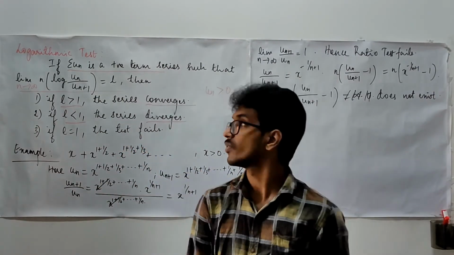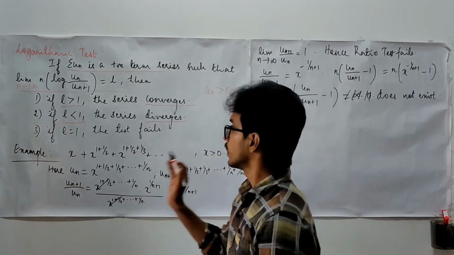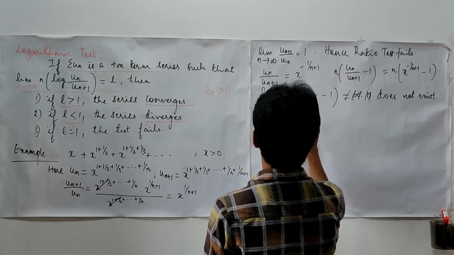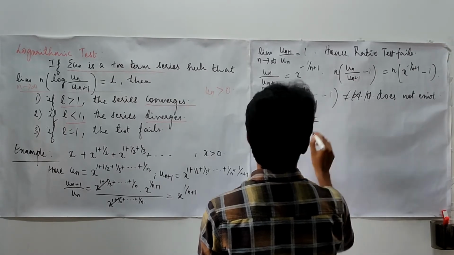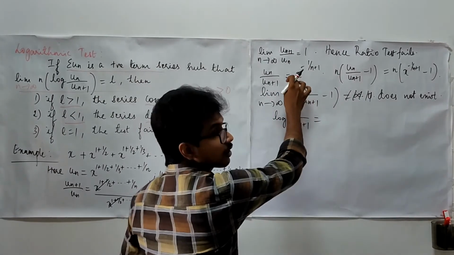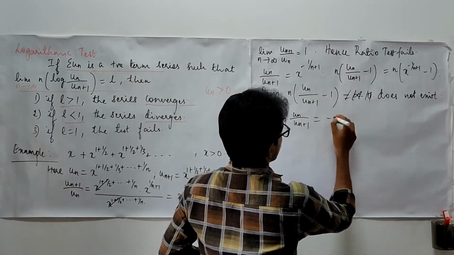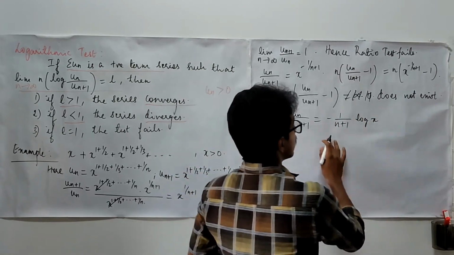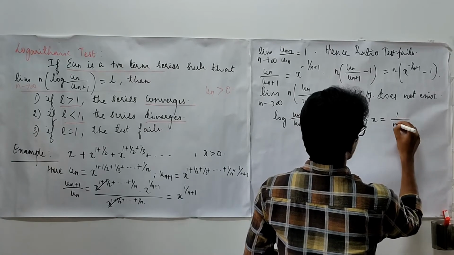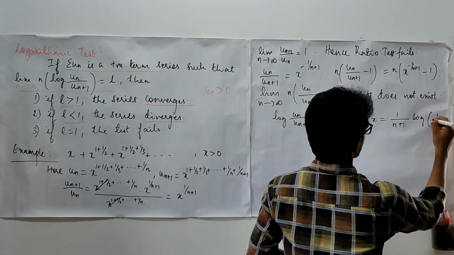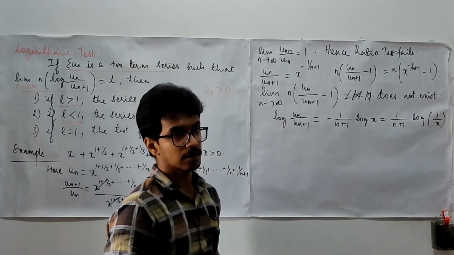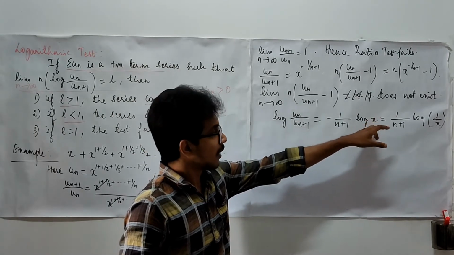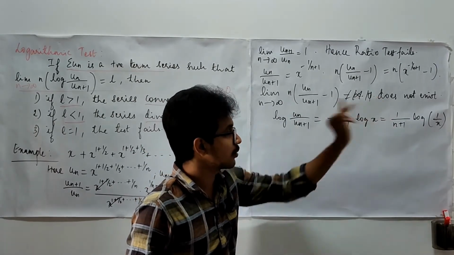In these situations we will come to logarithmic test. Logarithmic test tells what? We will have to find out log of un upon un plus 1. What is going to be log of un upon un plus 1? Here you may see that it is minus 1 upon n plus 1 times of log x. Directly I have written. Okay, this may also be written as 1 upon n plus 1 times of log 1 upon x. Right? So when you take this minus 1 to the power of x, and it is x power minus 1, hence it is 1 upon x.